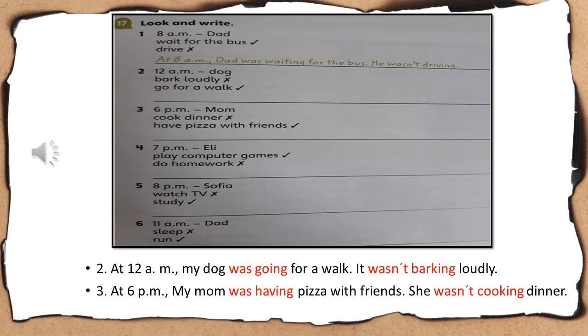And then we have the information for number 2. 12 a.m. Dog bark loudly and go for a walk. At 12 a.m., my dog was going for a walk. It wasn't barking loudly. Number 3. At 6 p.m., my mom was having pizza with friends. She wasn't cooking dinner. So for this activity, you are going to use the past continuous form.